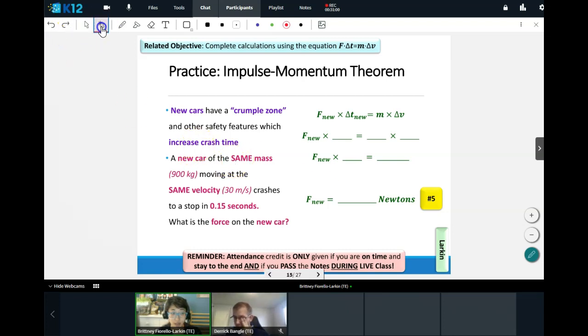Now this new car, let's imagine it has the same exact mass, 900 kilograms, and the same exact velocity, 30 meters per second. But this time, it's going to take longer to crash.